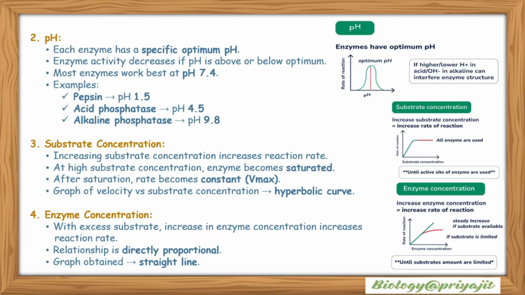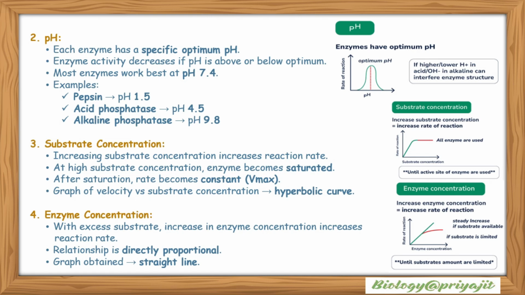pH. Each enzyme has a specific optimum pH and enzyme activity decreases if pH is above or below the optimum level. So basically most enzymes work best at pH 7.4. Examples: pepsin pH 1.5, acid phosphatase pH 4.5, alkaline phosphatase pH 9.8. So we know what the conclusion is.